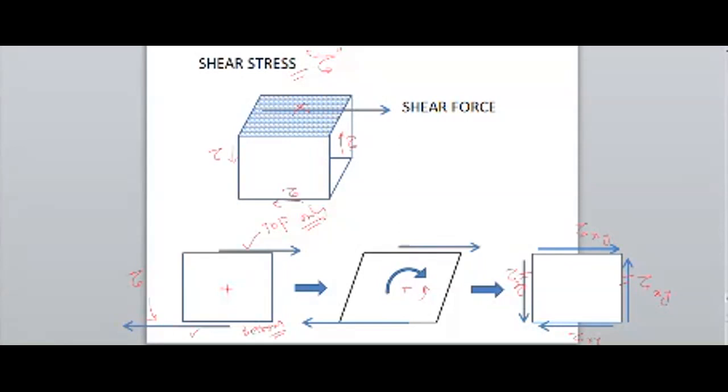So in the problem, if the load is applied on the top face, I can directly take the same stress on the side faces also. We will call it a complementary shear stress. Whatever stress is applied on the top face will automatically be seen on the opposite faces with the same magnitude, but the direction will be opposite.